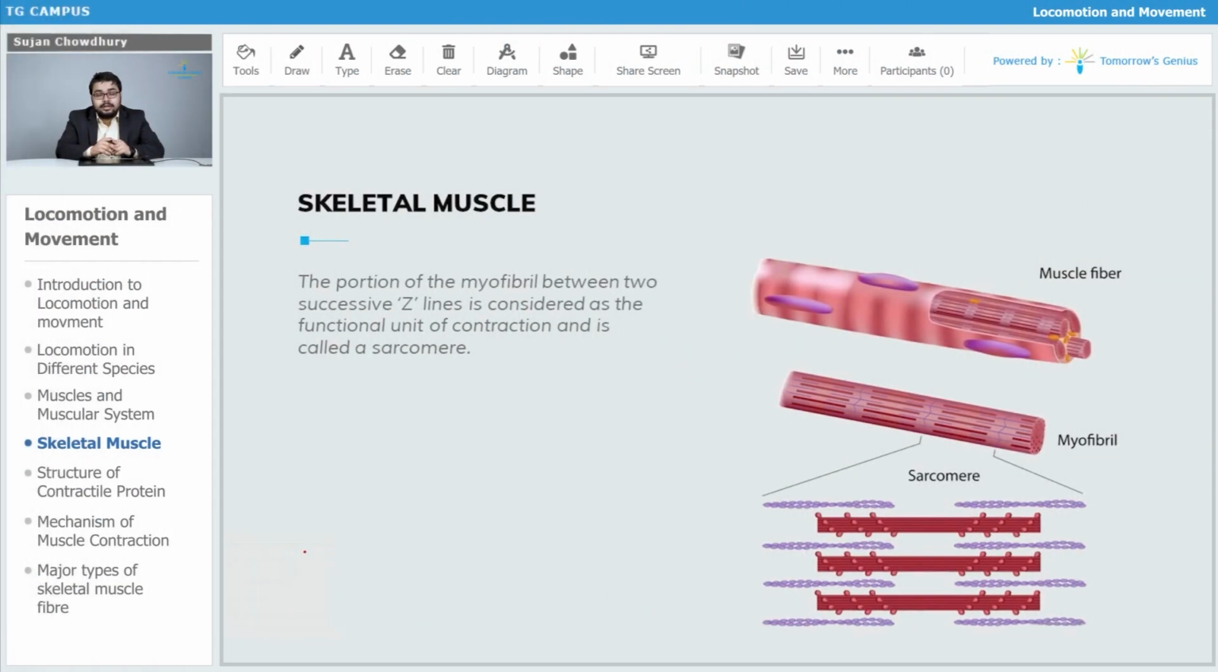We have been discussing the structure of skeletal muscles. As you can see here, the portion of myofibril between two successive Z lines is considered the functional unit of contraction, and this is known as the sarcomere. So that's what we understand about the sarcomere. It is just between two consecutive Z lines. That is the distance.